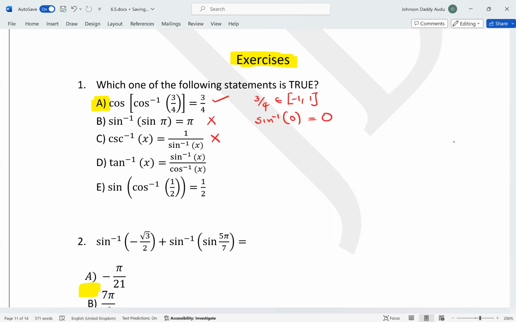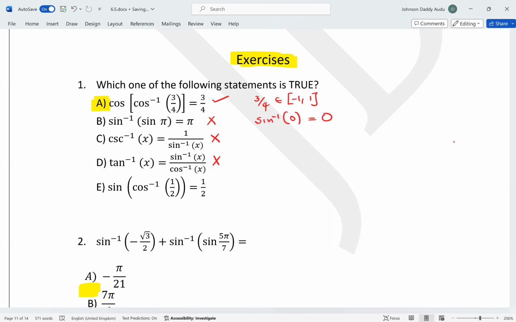Then tan inverse, this is also not true. Tan inverse of x is not the same thing as sine inverse of x over cosine inverse of x. What we have is that tan x is sine x over cosine x.